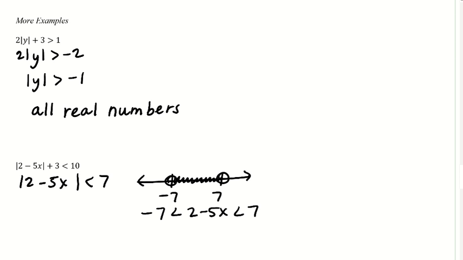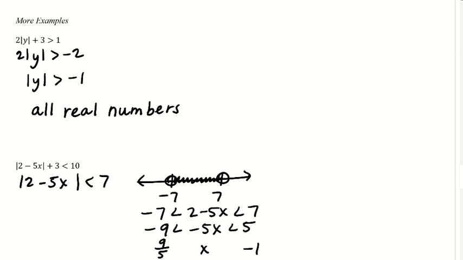We're going to start by subtracting 2 from both sides. So that'll be negative 9 less than negative 5x less than 5. Okay, and then we're going to divide all 3 sides by negative 5. So I'll have negative 9 divided by negative 5 is positive 9/5. And I'll have 5 over negative 5 is negative 1, and I'll have x.